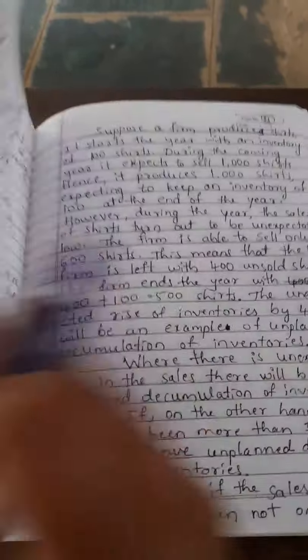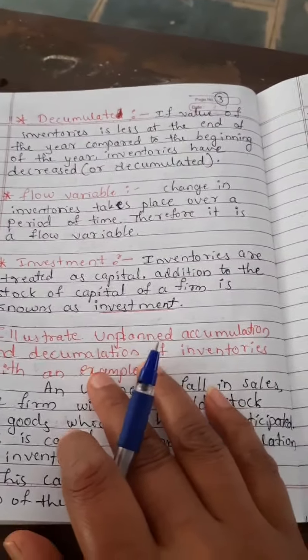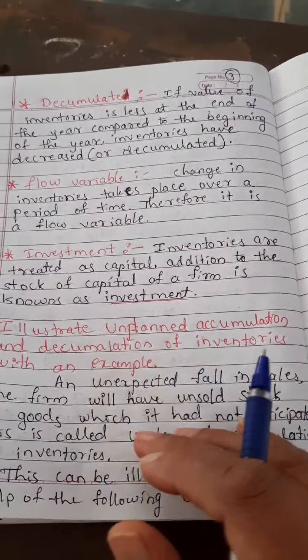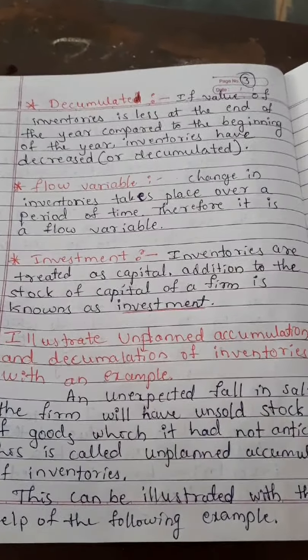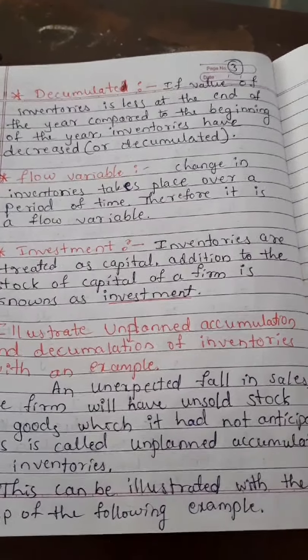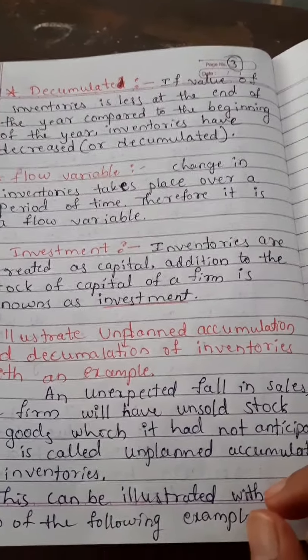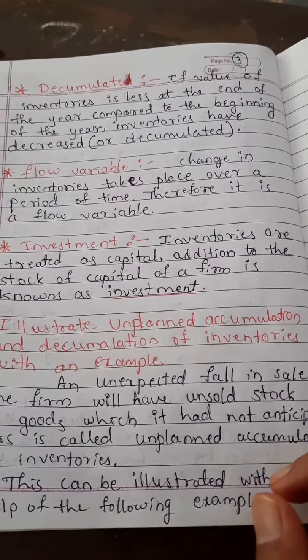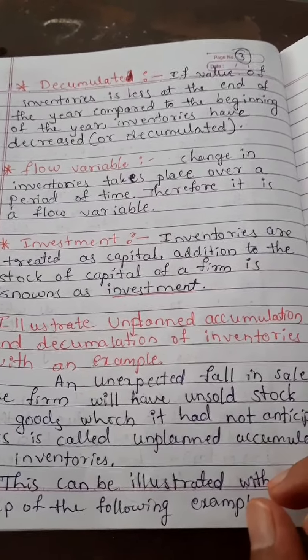And what are decumulated inventories? Decumulated inventories means the value of inventories is less at the end of the year, which means inventory stocks are less at the end of the year. Compared to the beginning of the year, inventories have decreased. That is called decumulated.